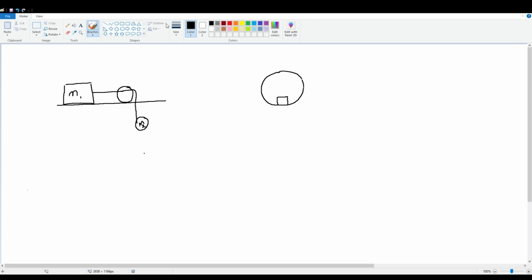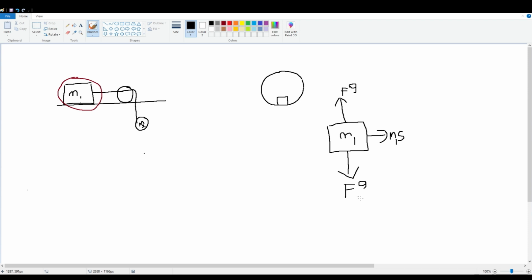A way to just easily describe it is to make two free body diagrams for this as well, where we have the first one, M1, which is the box right here, which would just have a normal force pointing up to counteract the force of gravity, a force of tension on the mass 1 by the string, and then also a force of gravity as well on the block by the Earth.